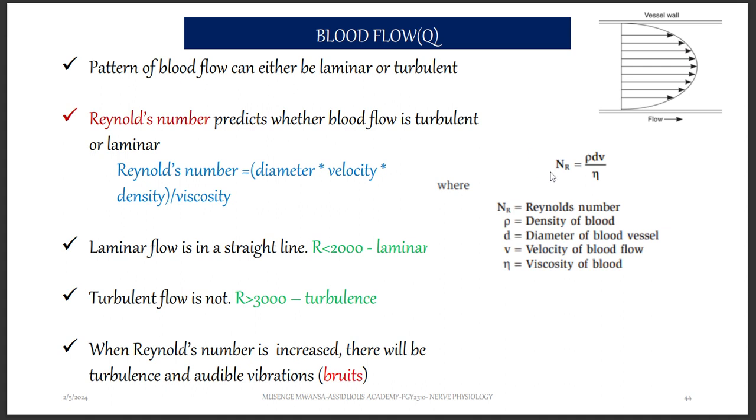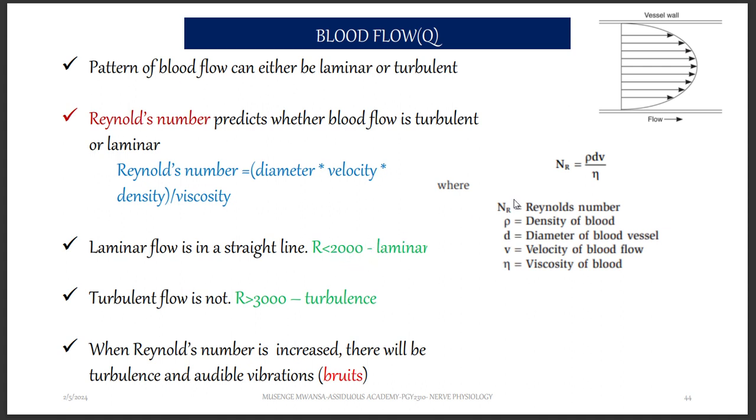So the Reynolds number is given by this equation that you can see here: density times velocity times the diameter of the blood vessel, divided by viscosity. If the blood has a laminar flow, it means that it is moving in a straight line. That is a laminar flow, and that will mean that the Reynolds number is small, less than 2000.